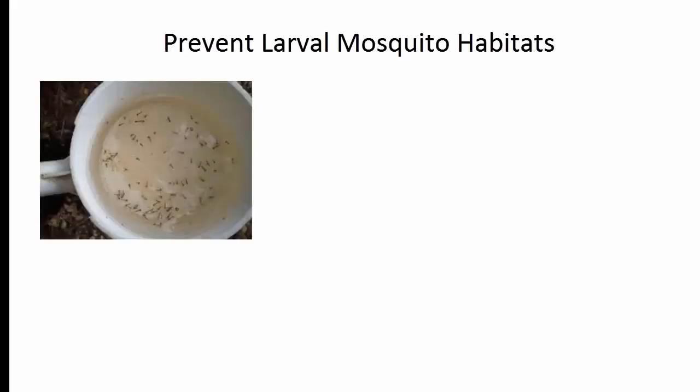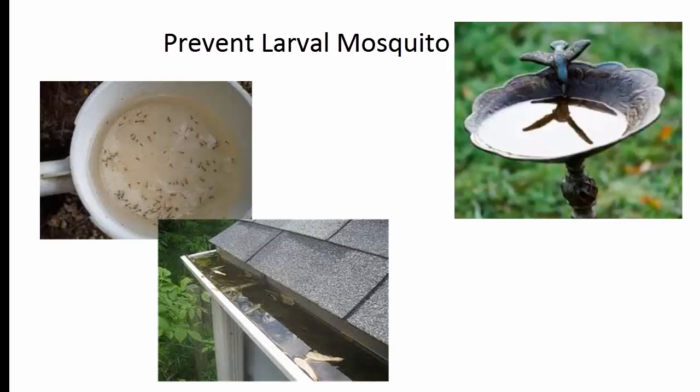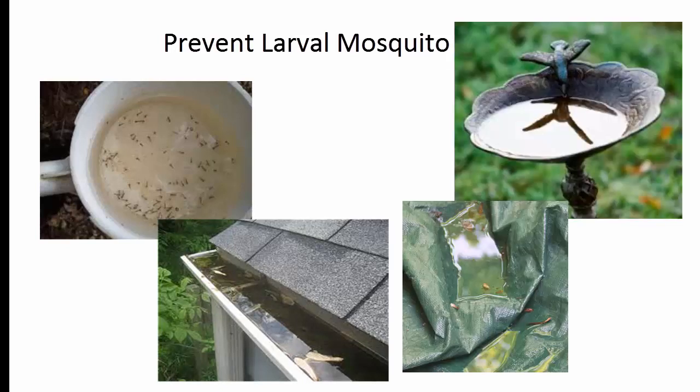Prevent larval mosquito habitats. Remember, mosquitoes need water to develop. You can reduce the risk of mosquito-borne disease by turning over or getting rid of stagnant water in containers around your buildings and grounds. Have you made sure that the rain gutters drain easily? If there's a bird bath, do you wash it out on a weekly basis? Have you stored the tarp so it doesn't collect rainwater?